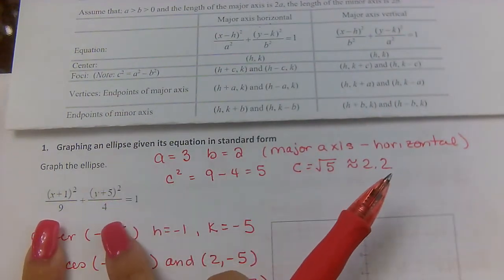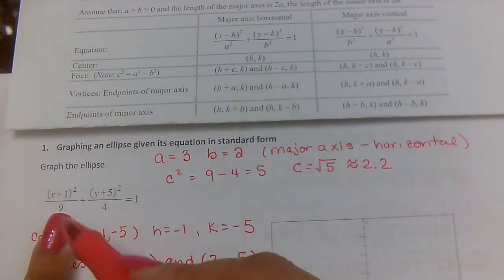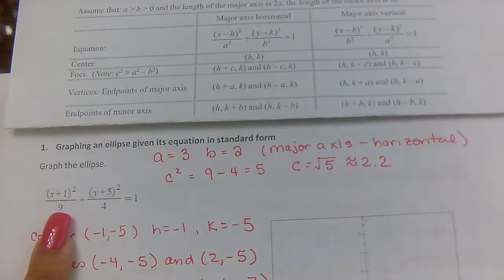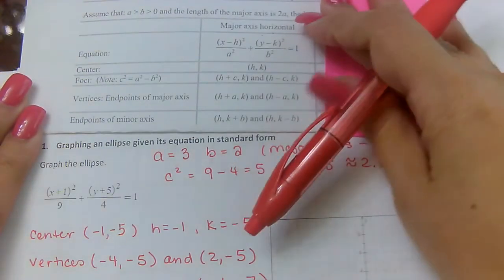First thing I want to do is identify if it's a major horizontal axis or the major is the vertical. Because the 9 is bigger than the 4 and it's underneath the x, I know that this is going to be a major horizontal axis. So the first thing I'll do is go ahead and cover up the other equations.